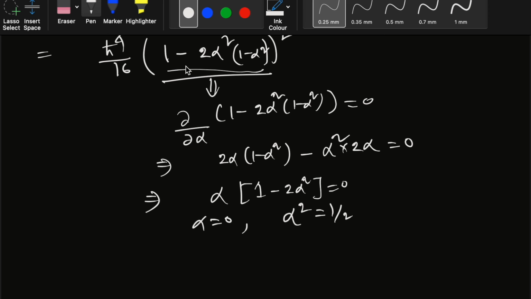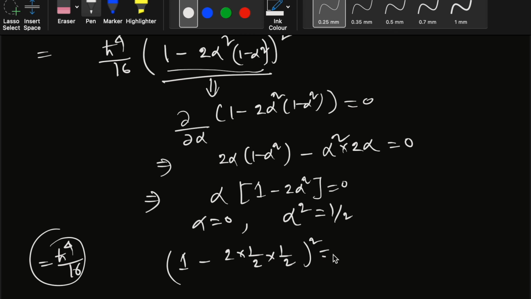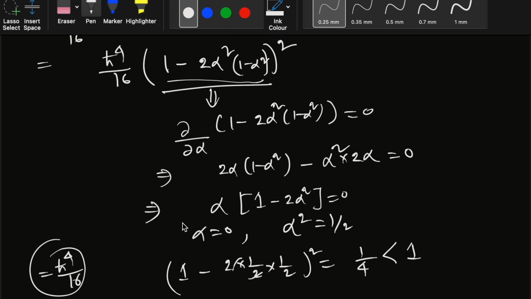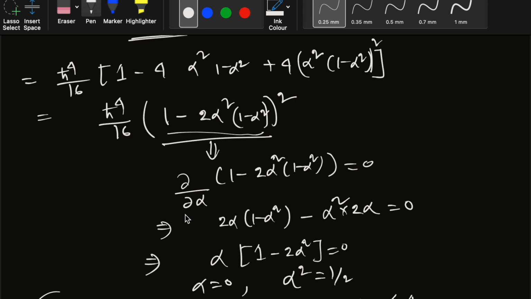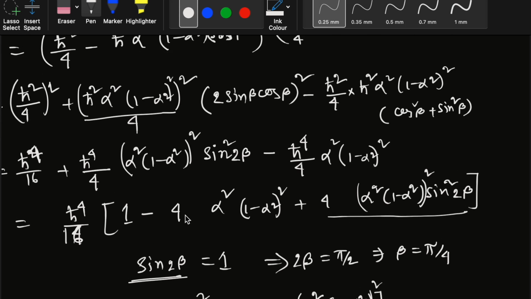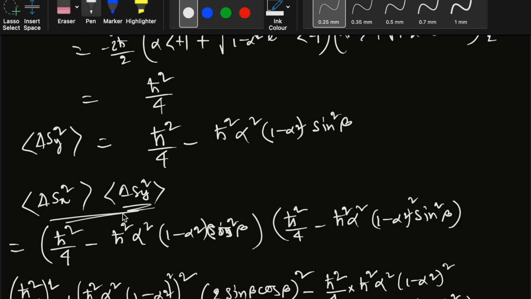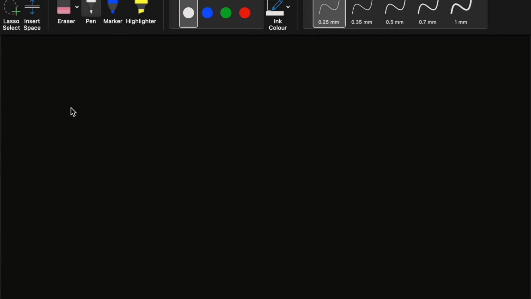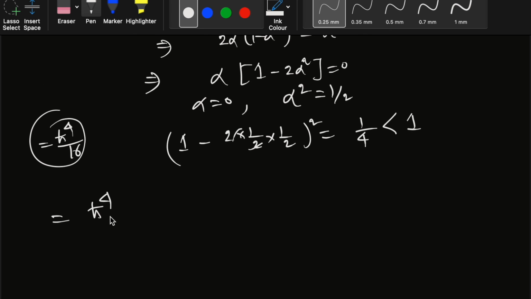For alpha equal to 0, from here we can see that it will give h cut square by 16, and for alpha square equal to half it will give 1 minus 2 into half, its square, that will give 1 by 4, which is less than 1. That means for alpha equal to 0 we'll get the maximum value of this multiplication, and its value is actually h cut to the power 4 by 16. This will be the maximum.